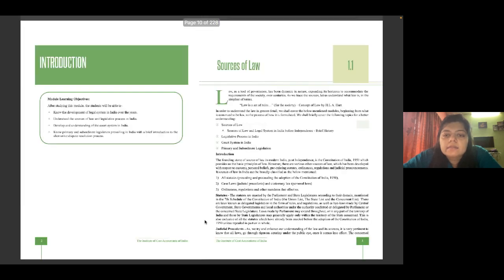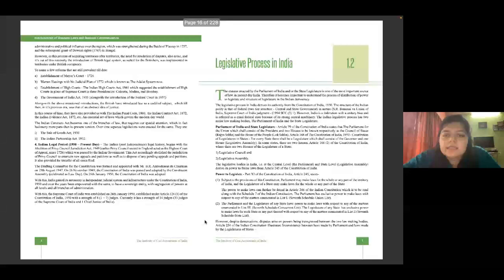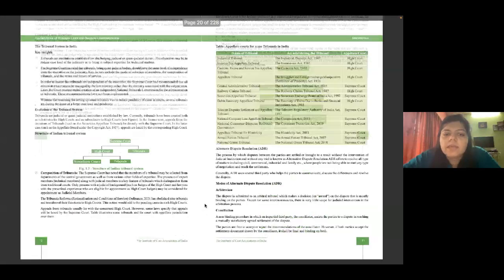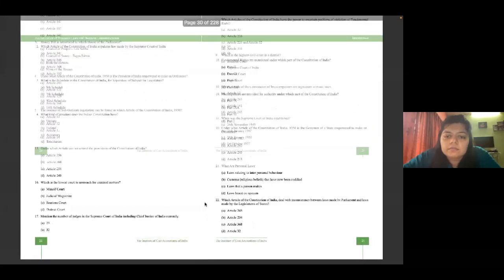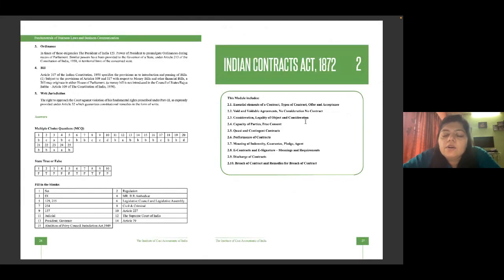If we look at the first discussion, we begin our discussions with the contract law. The Indian Contract Act. What exactly is meant by the Indian Contract Act? When we talk about contracts, types of contracts, offers, and acceptance, we are going to talk about void and voidable agreements. We are going to talk about consideration in a contract.